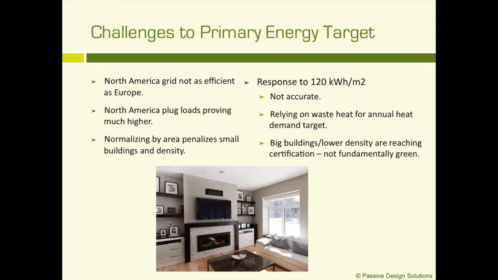And then normalizing the area, or having a metric of primary energy target that's based on a per square foot or meter, really penalizes small buildings and doesn't encourage density. So big buildings with lower density are reaching certification much more easily, which in principle is just not fundamentally as green. So to give you an example of this, we had 2 projects built at about the same time.